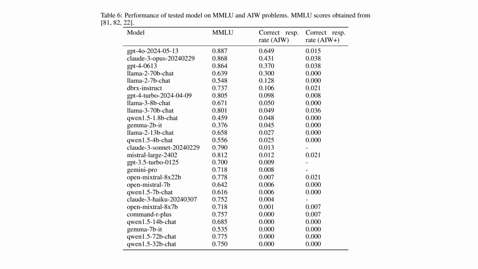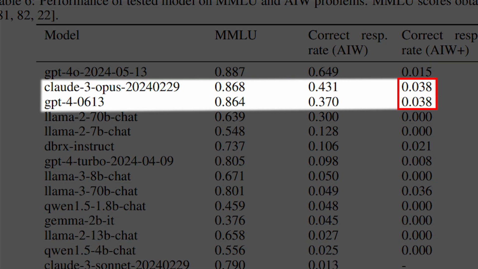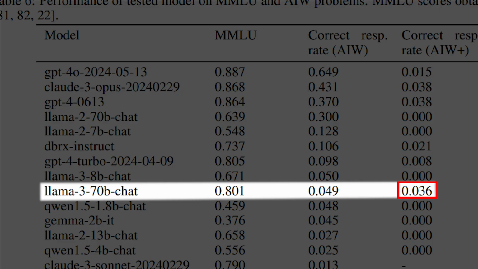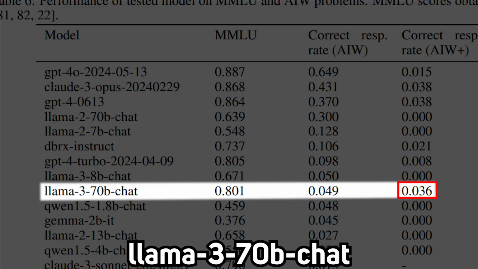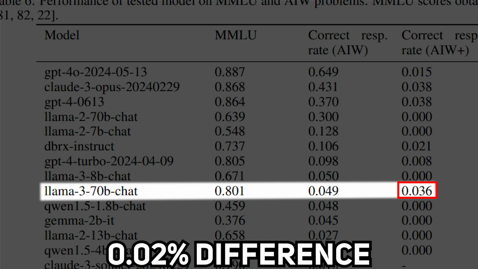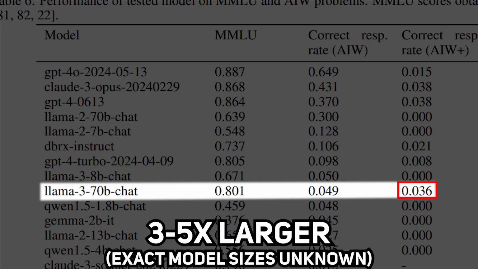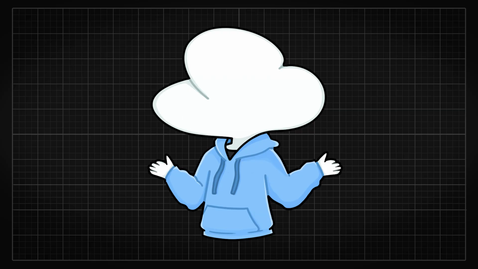Like, if we go back again to the Alice in Wonderland benchmark, where everyone else got 0% on the hardest one, if you look past the Claude 3 Opus and GPT-4 being the top scoring ones, the next best model is actually Llama 3 70B Chat. Keep in mind that it has a 0.2% difference between the models that are at least 3 to 5 times larger. So this would probably imply two things.